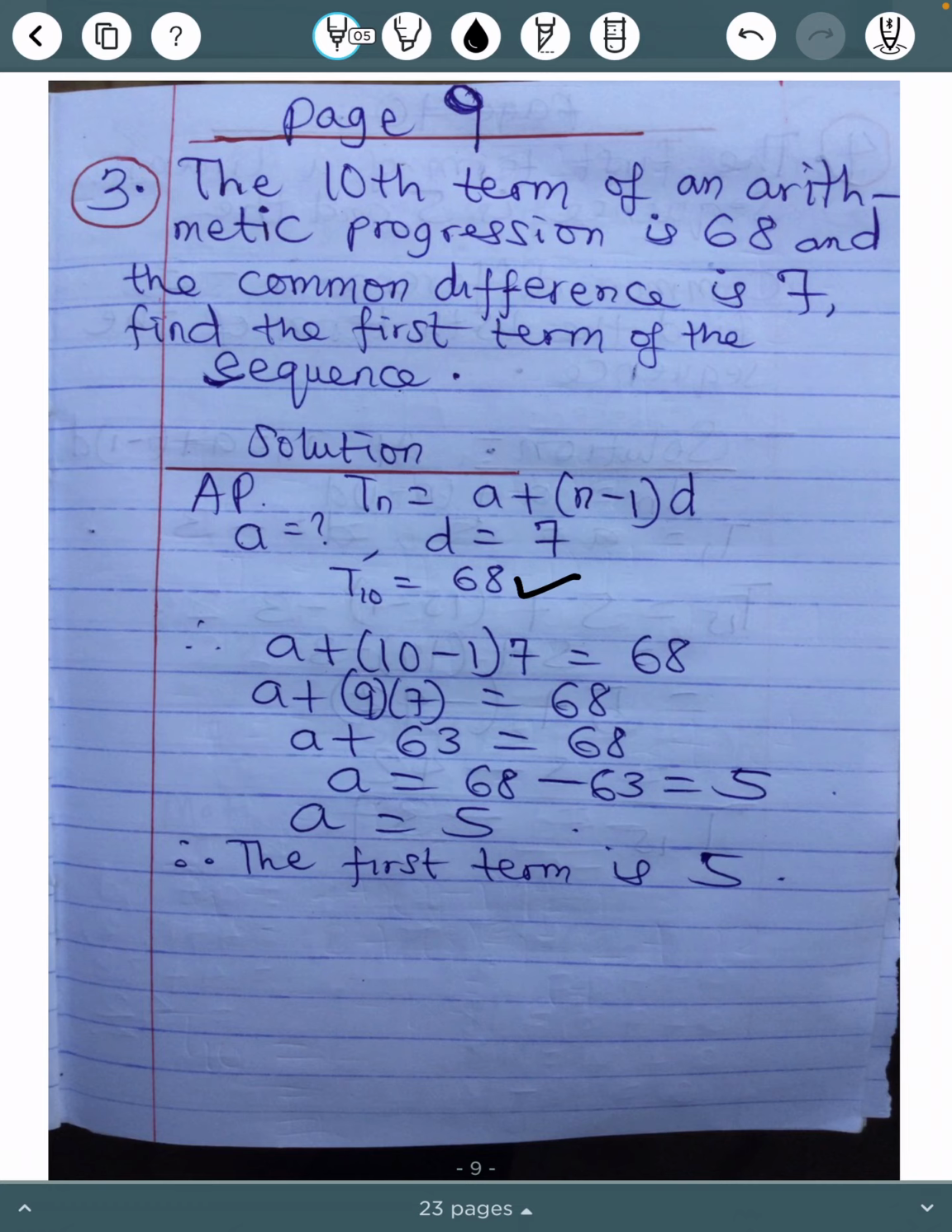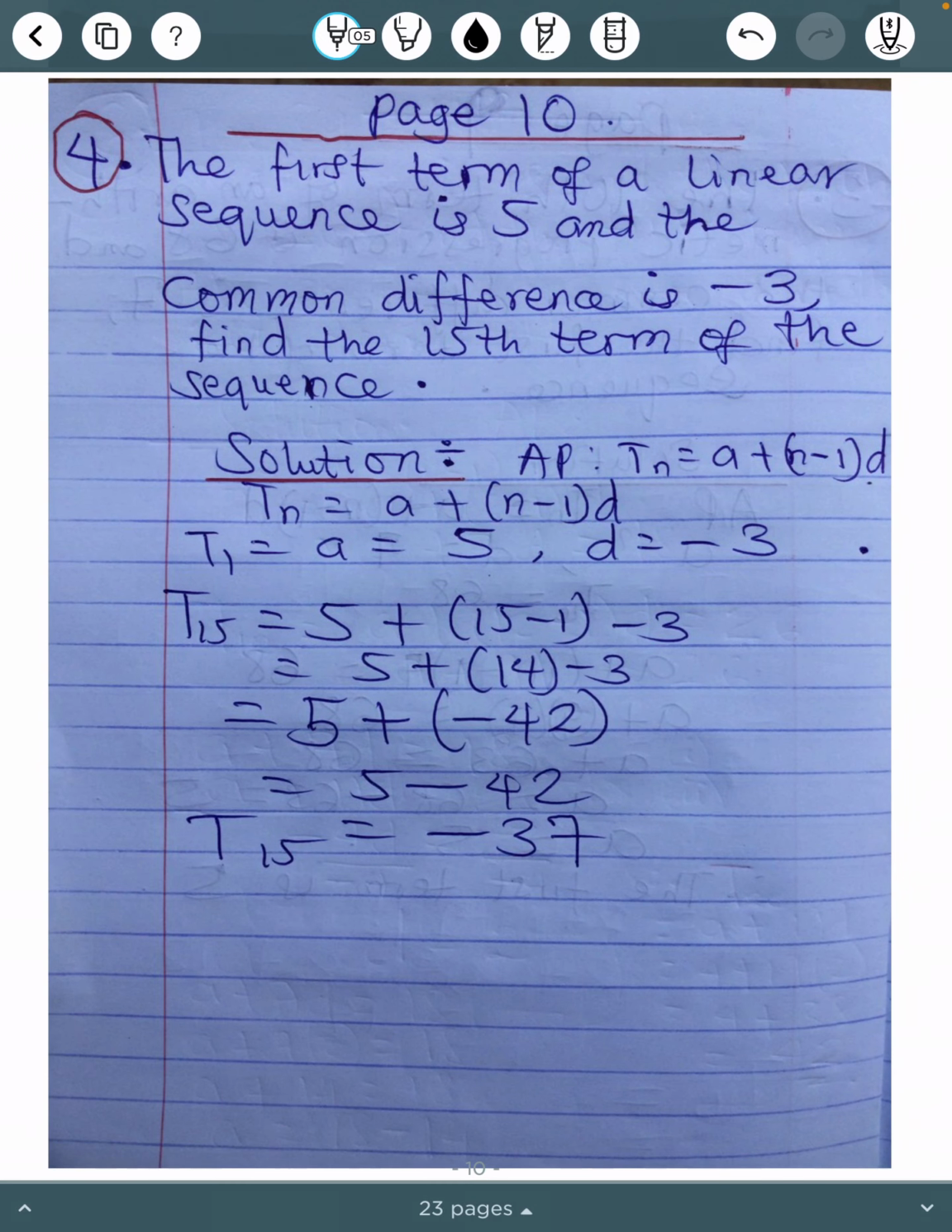So that means if I'm looking for my first term, the common difference is given as 7. So a plus 10 minus 1 times 7 gives me 68. That will tell you that a plus 9 times 7 is 68. So 9 times 7 is 63. A plus 63 is 68. And that gives me a as what? 5.